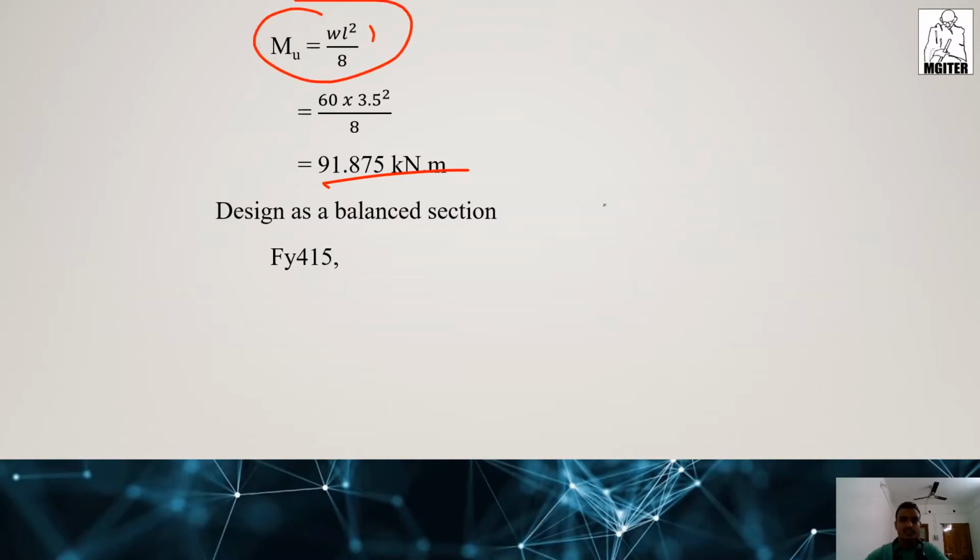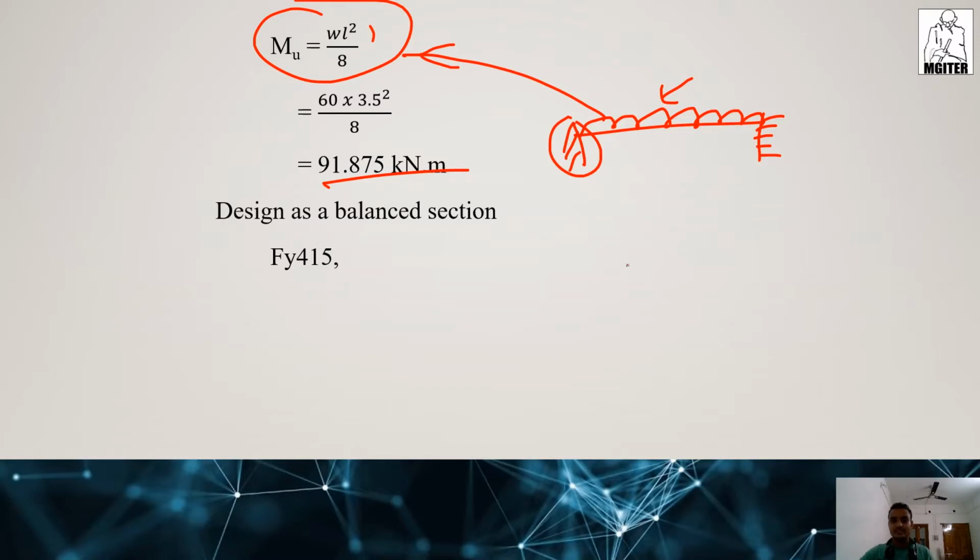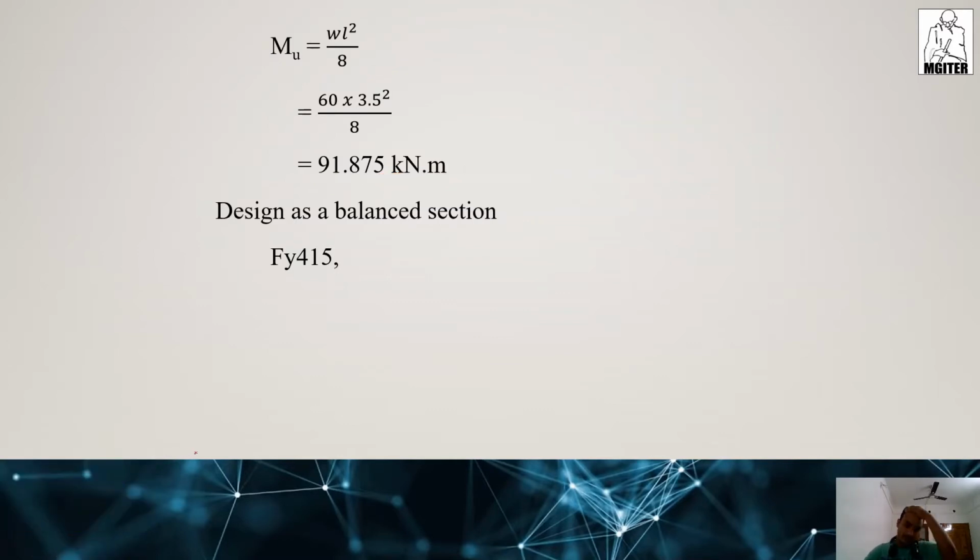Why do we use WL square by 8? Look here, students. We assume the beam support is fixed, and your load is UDL. So we have two conditions: one is a fixed support, and second is UDL. So what is the maximum bending moment for a fixed support and UDL? The maximum bending moment is WL square by 8, which is at the center. That's why we found the moment by WL square by 8.